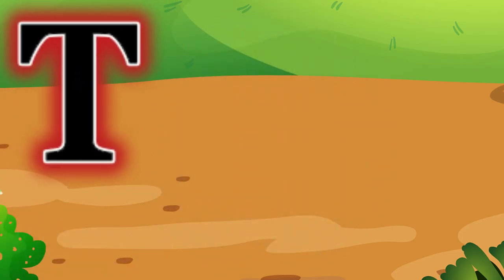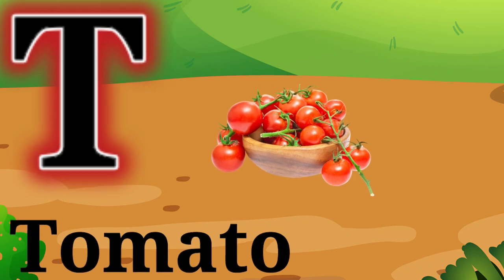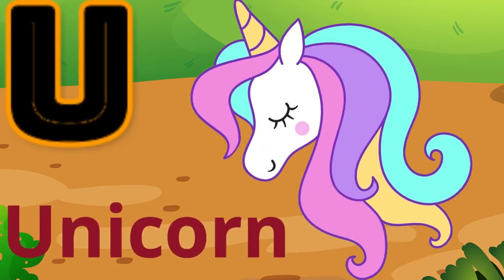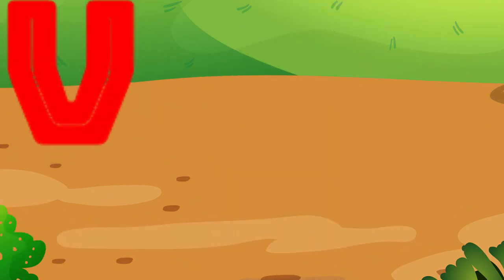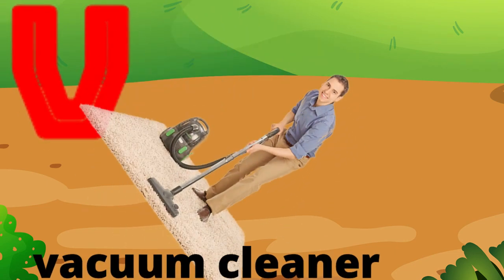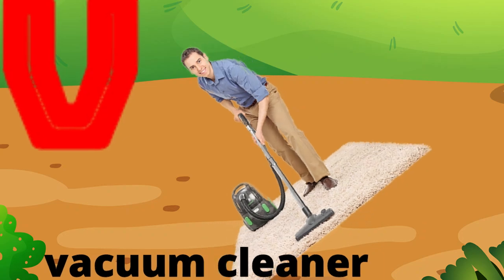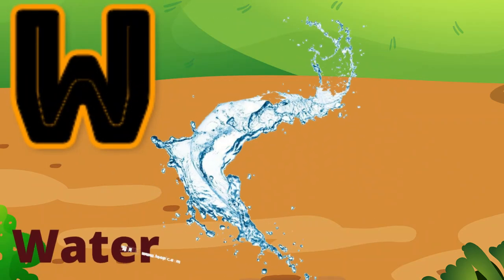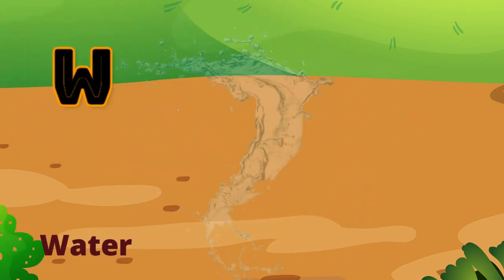T for tomato. U for unicorn. V for vacuum cleaner. W for water.